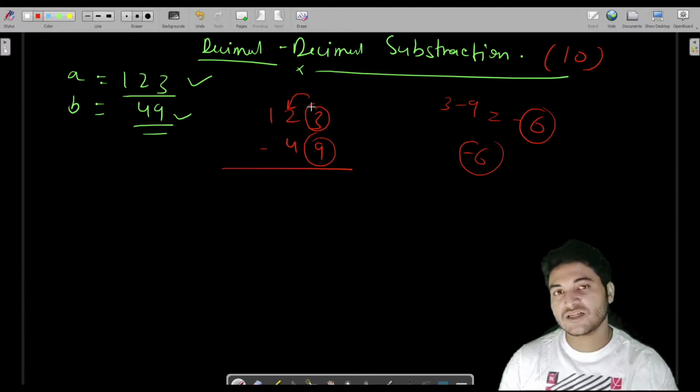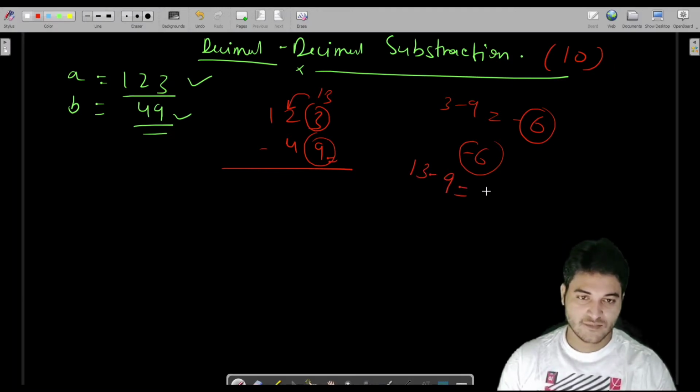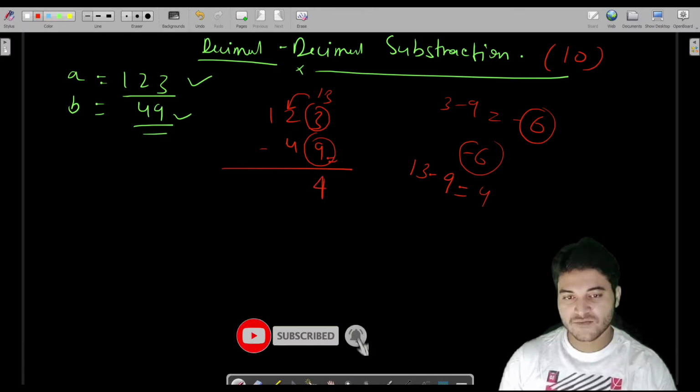In our previous addition videos we were storing carries, but in the subtraction videos we will be taking borrows. If I take one borrow from here, this becomes 13. Now we can subtract 9 from 13. Sorry, 13 minus 9. Now we get 4. So now we can write 4 here.